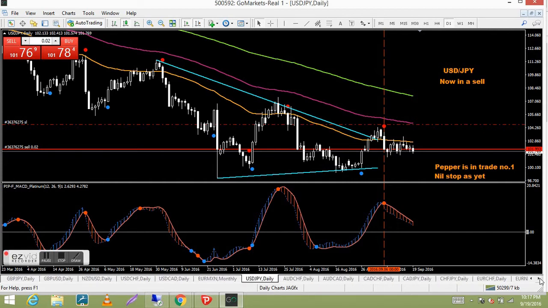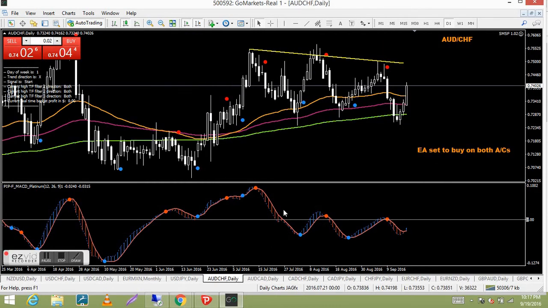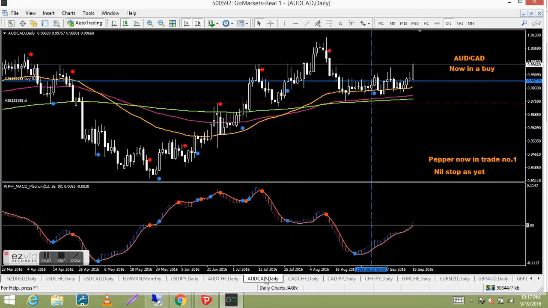Alright, so what else we got here? Aussie Swiss franc. Yeah, look, the trend, MAs are saying trend up. There's a possibility we've got a blue dot down here and a blue QMP. So I've got the EA set to take a buy on both accounts, but I don't think it'll go very far. I think it'll hit towards that trend line up there and that's it. But it's not a big mover, so we'll take what we can get.